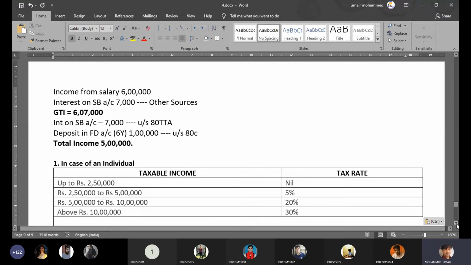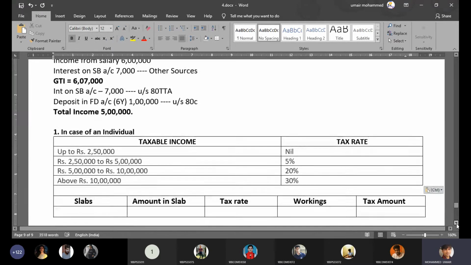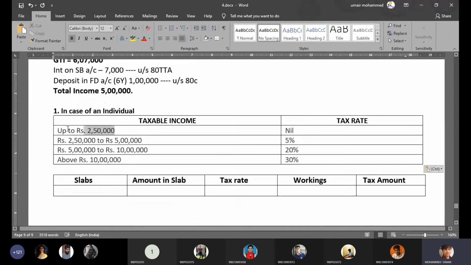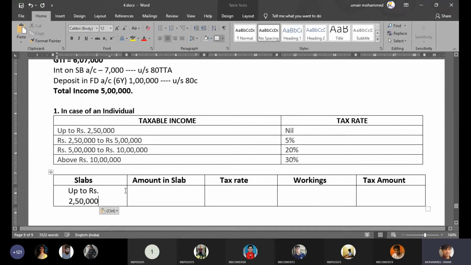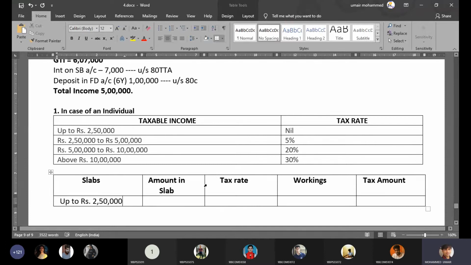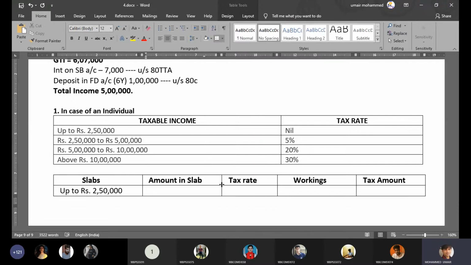So what is the first slab? The first slab says up to 2,50,000. Okay, it's the first slab, up to 2,50,000. This particular slab is not entitled for any tax, because up to 2,50,000 the tax rate is nil. You don't have to pay any tax.